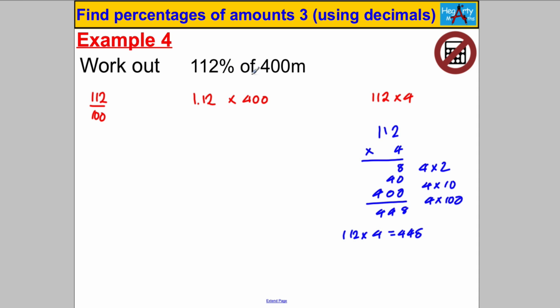I want 1.12 times 400. So 1.12 multiplied by 4 is 100 times smaller. It must be 4.48. And 1.12 multiplied by 400, now I'm making the 4 100 times bigger, will make the answer 100 times bigger, basically what it was, 448. So therefore the answer up here we can write is 448 meters. And we've done another one.